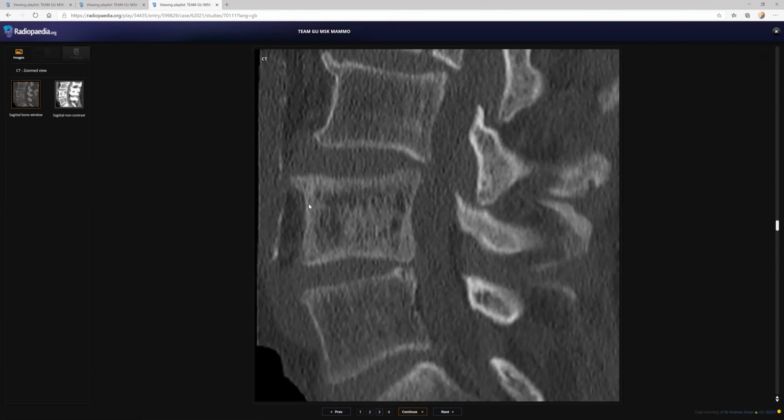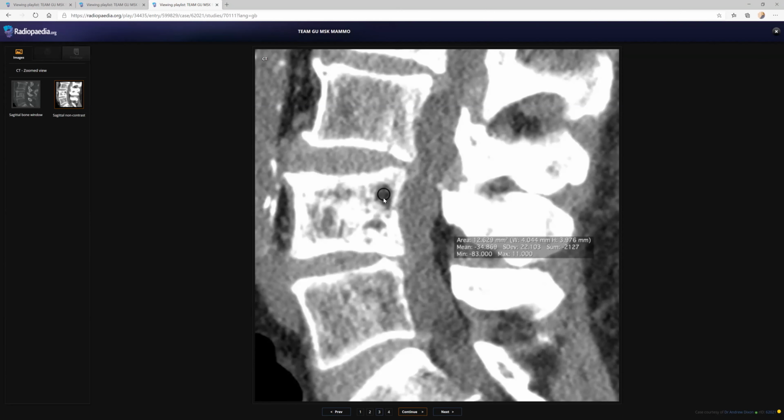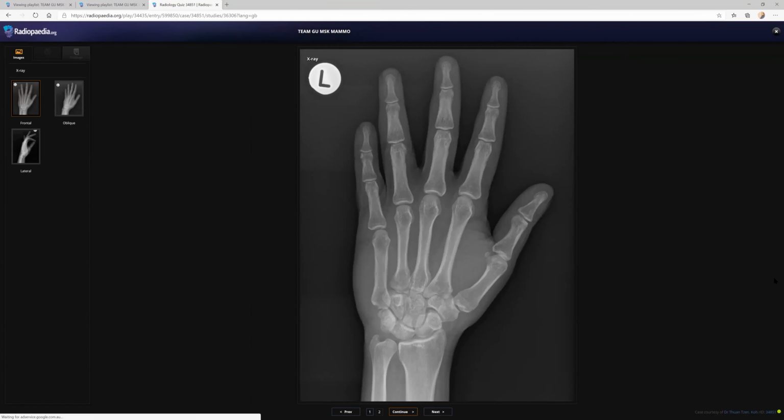You can see the zoomed images here, and you can see the fat that is not infiltrated. Then you have to refer this patient to the orthopedicians for further management, and you have to compare the previous images also.